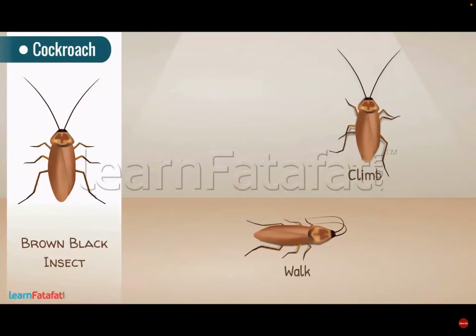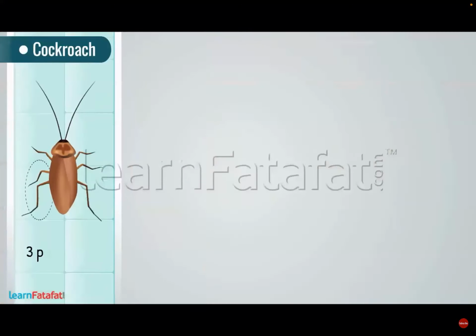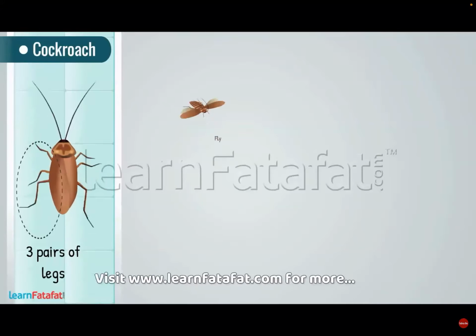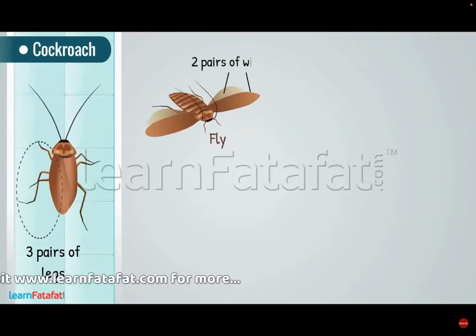Cockroach. These are brown-black insects. A cockroach can walk, climb, and fly as well. It has 3 pairs of legs which help it to walk. They have an interesting walk with 3 legs at a time. It can fly with the help of 2 pairs of wings located behind the head. However, a cockroach can't fly over longer distances.